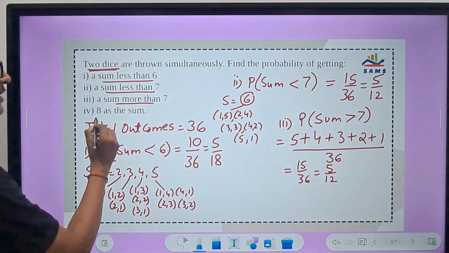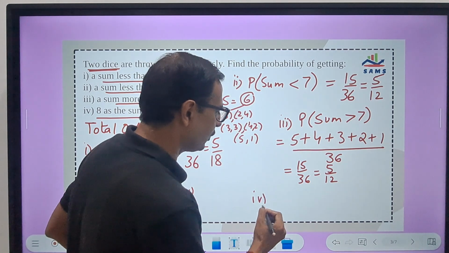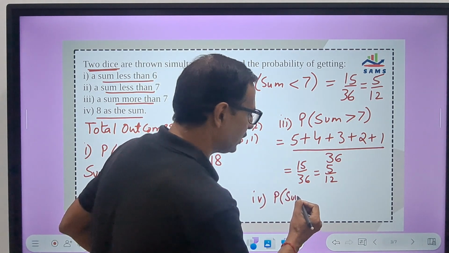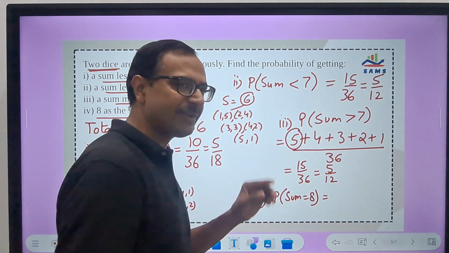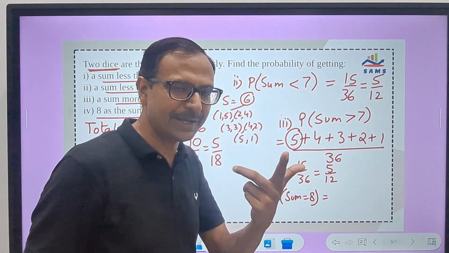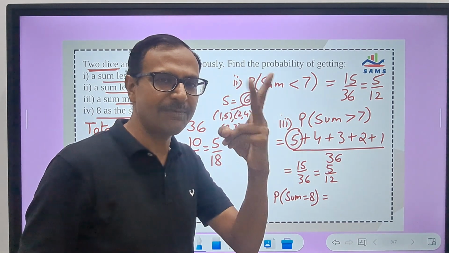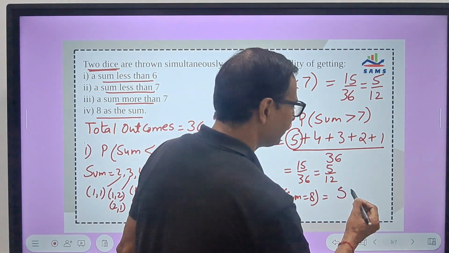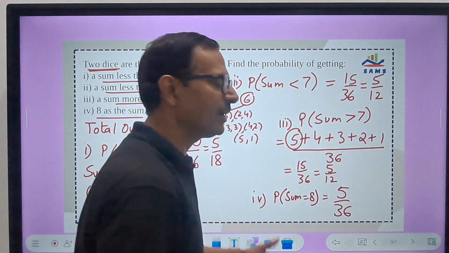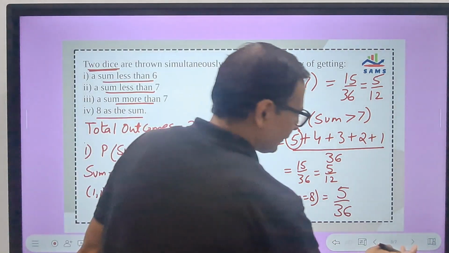Likewise, if you have 8 as the sum, you already have done it in the third part. What is the probability that the sum is equal to 8? So we counted here 5 cases. Should I say again? Sum 8 comes with 2 6, 3 5, 4 4, 5 3 and 6 2. So 5 cases. So 5 out of 36 is the answer for the final part. Right? So this is the 2 dice question.